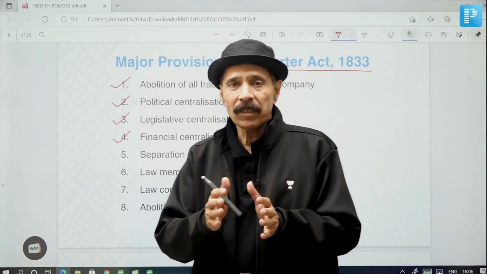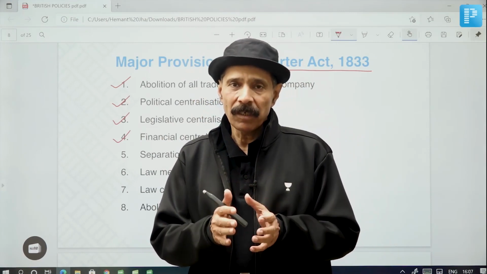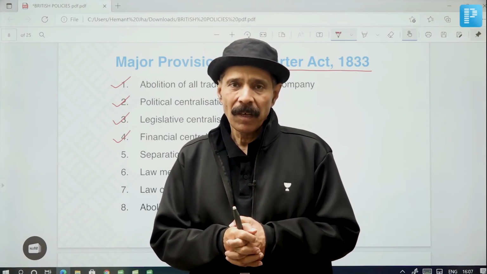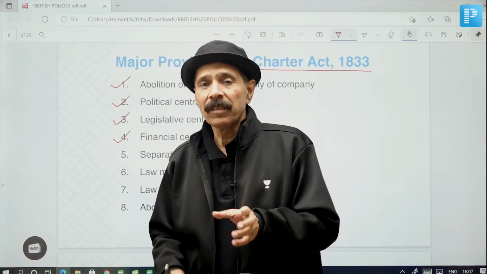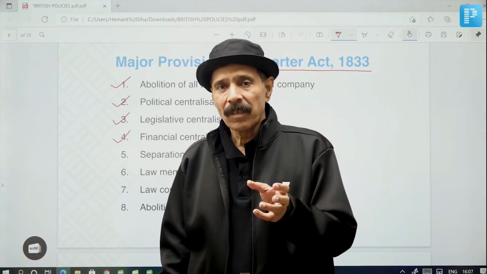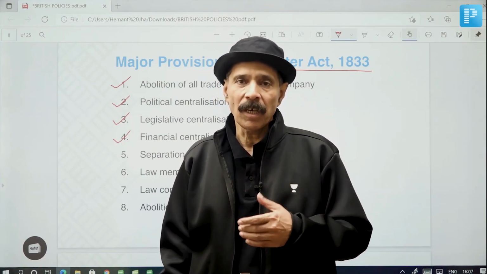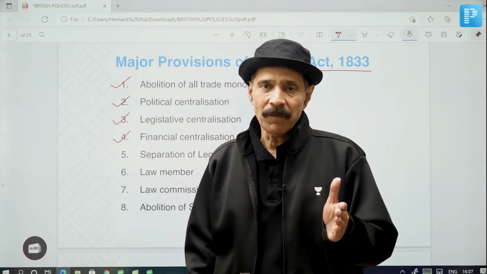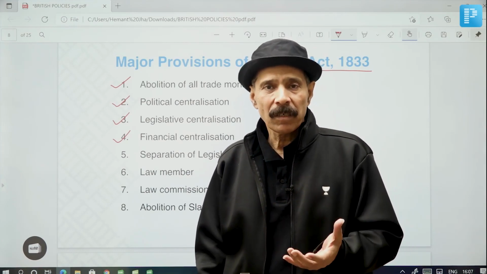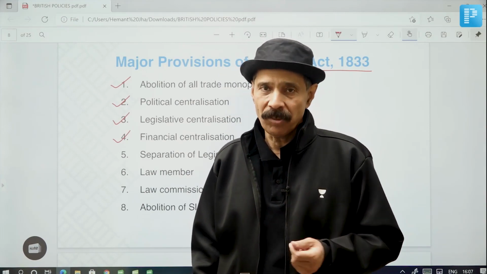Second, legislative centralization. Under this, all major law-making powers were vested in the Governor General of India and his council. This means the law-making powers of the Madras and the Bombay Presidency, besides one more presidency created by this act, the Agra Presidency, bifurcating apart from the Bengal Presidency, were in fact ended to a great extent.